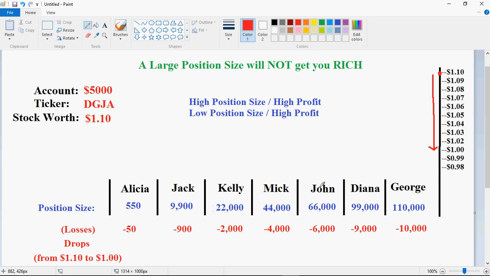I want beginners to be afraid of big position sizes. Be afraid to do that.